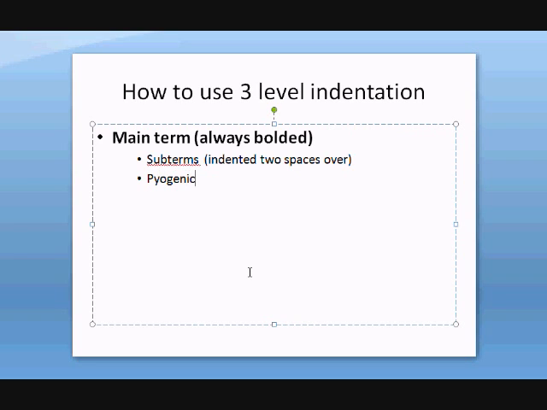Pyogenic arthritis. Alright, so let's say we're looking for pyogenic arthritis. We should be looking under the word arthritis because arthritis is the actual disease. Pyogenic is just a form of it. Same as if we were looking for rheumatoid arthritis. We should be looking at the word arthritis, and underneath it we will find pyogenic.